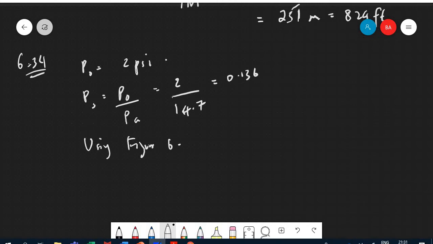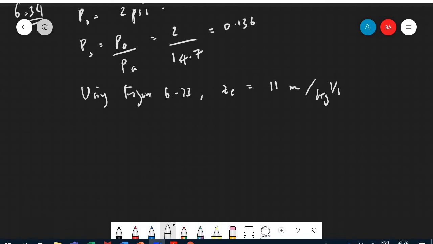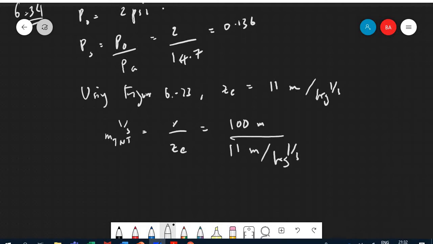Now using figure 6-23, I can get Z_E, which is equal to 11 m/kg^(1/3). Because I have Z_E, I can calculate the equivalent m_TNT^(1/3), which is equal to R divided by Z_E, which is 100 meters divided by 11 m/kg^(1/3). The answer is going to be 9.091.